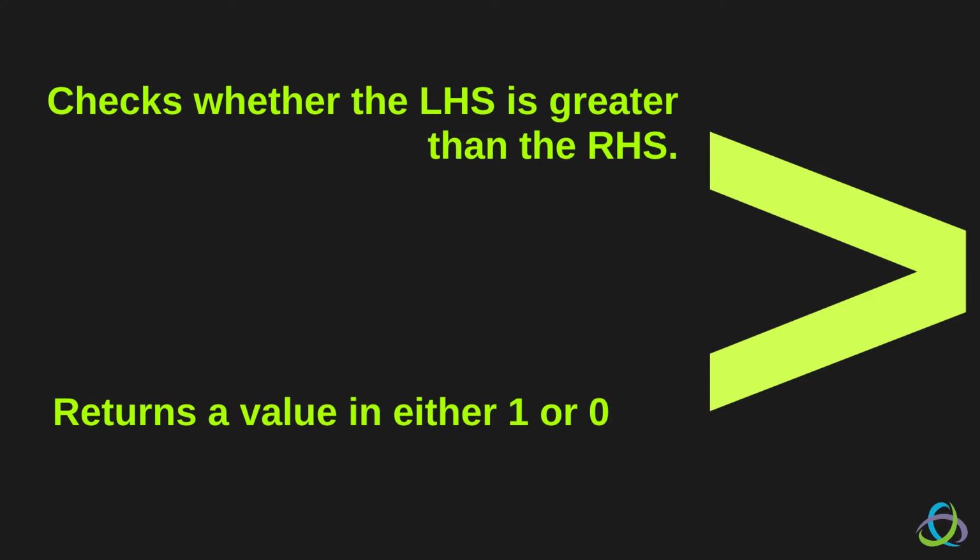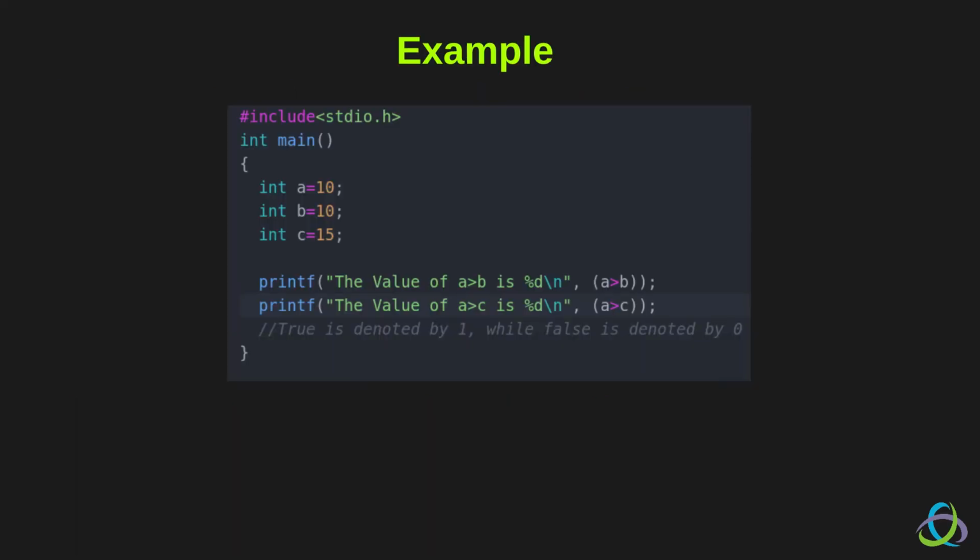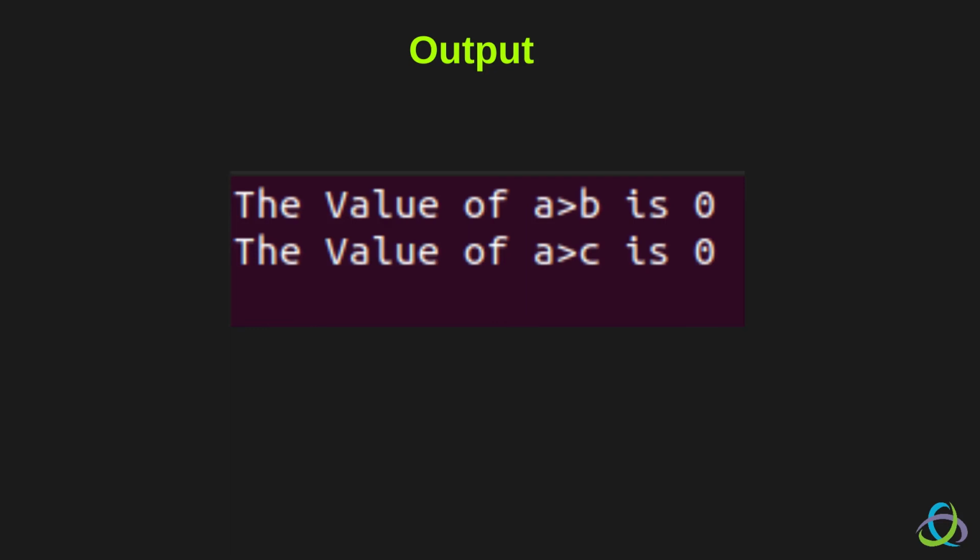The greater than operator checks whether the left operand is greater than the right operand. If it is greater, the operator returns true. If it's not, the operator returns false. In this example, a and b are 10 while c is 15. So the value of a greater than b should be false because a and b are equal, while on the other hand, the value of a greater than c should also be false because c is 15 and a is 10.